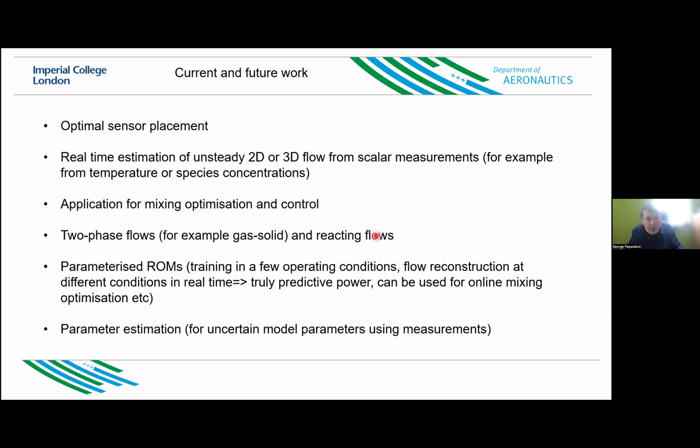We can look also at two-phase flows and reacting flows. The bullet point here refers to parameterized ROMs, in which we do the training not only at one Reynolds number, as I showed here, but at different Reynolds numbers. For example, if we have an operating range from 1,000 to 2,000, then we do training at 1,000, 1,500 and 2,000. So three points, and then do interpolation between these for any Reynolds number within this range. In that case, we cover a broader range, and we expect to have better approximation out of design conditions.